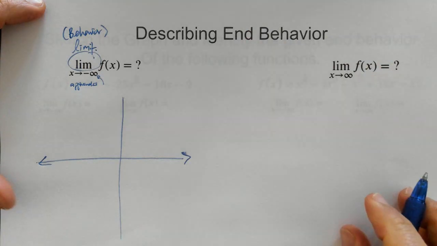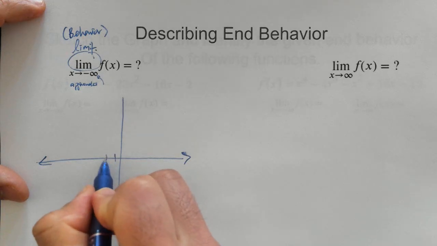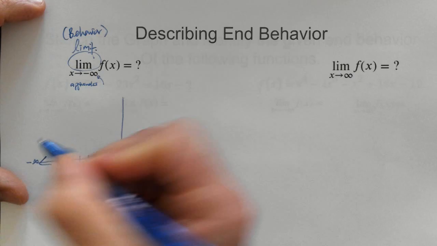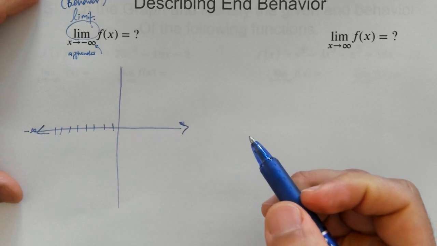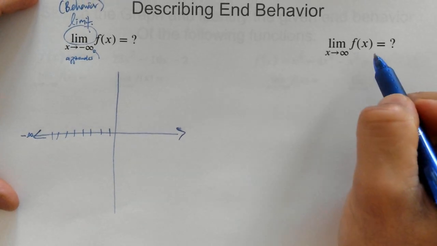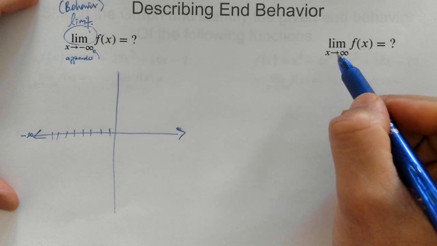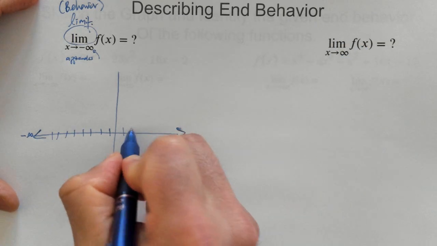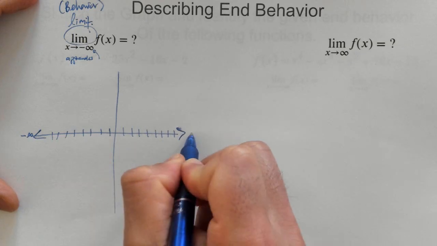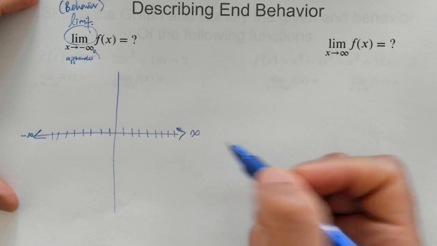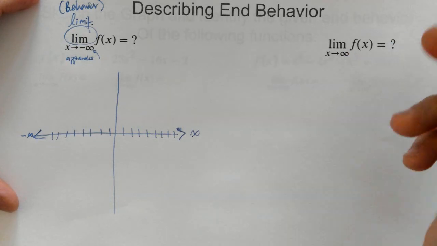What is the behavior of the function as x gets smaller and smaller and goes to the negative infinity side? What is the function going to be doing? And similarly over here, what is the behavior of the function as x increases to the right? So as x goes bigger and bigger, what is the function tending to do? So you can take all of this and really make it into words.